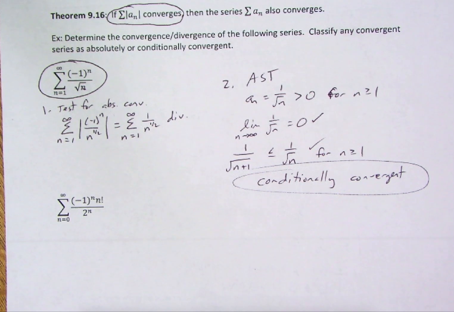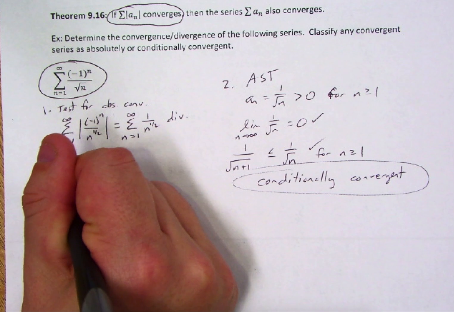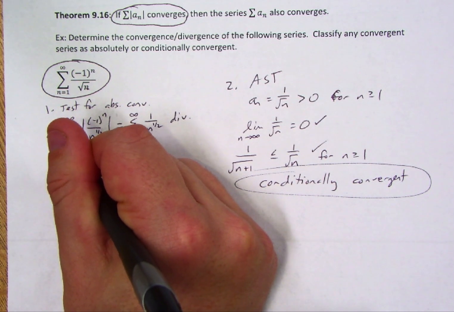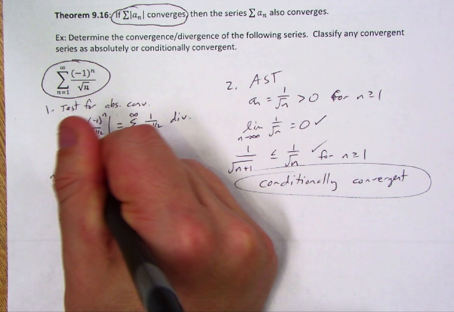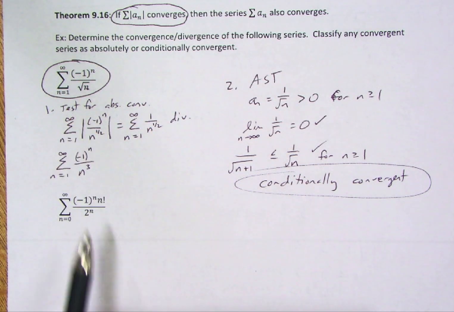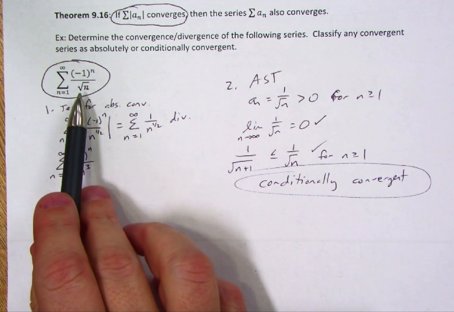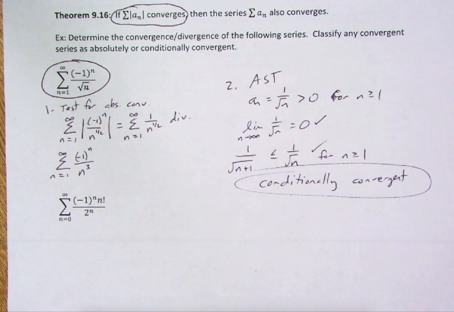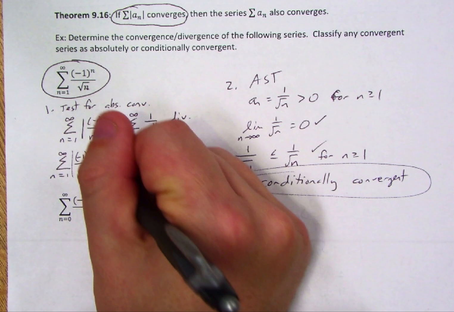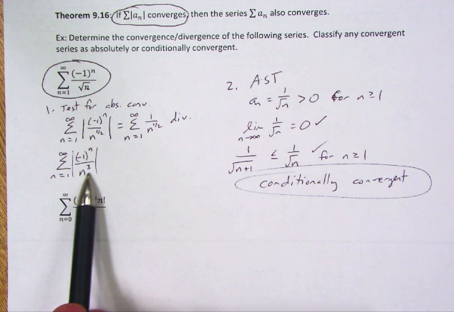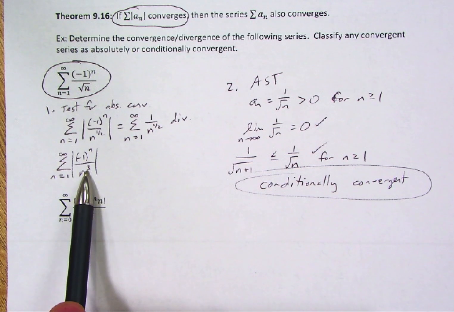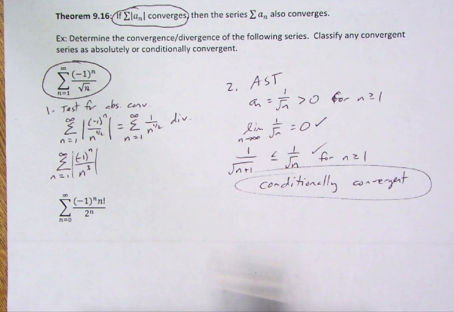I don't have an example on the notes here where one is absolutely convergent, but I can make one up really quickly by the same idea. If I make that bottom exponent bigger than 1, so 2 or made it 3 right here, if I would take the absolute value of that, then we would just have 1 over n cubed, which does converge. So we would say this converges absolutely. So just to throw one in there.